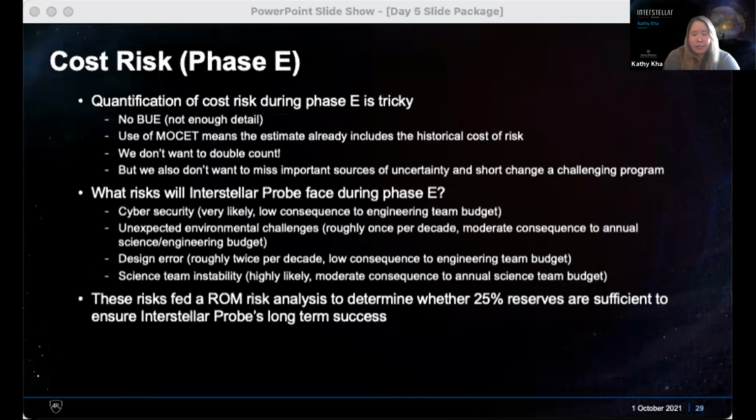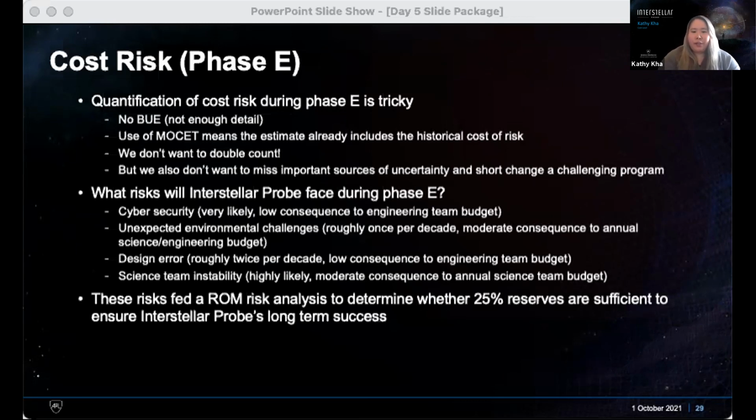Unexpected environmental challenges. 50 years is a very long time to expect that nothing out there will go wrong. We've also included risk for design error and for science team instability. 50 years is a very long time to keep a team going, especially a team this large, since, as you saw on the payload slide, there are a lot of instruments on that notional payload. So the science team, as a consequence, will also be really large.